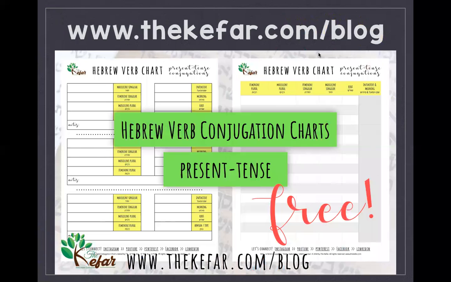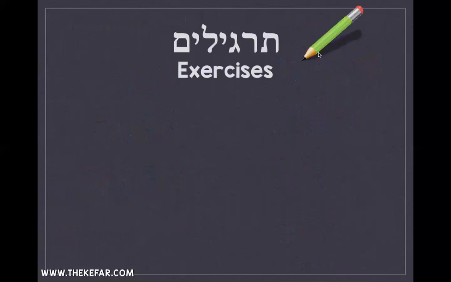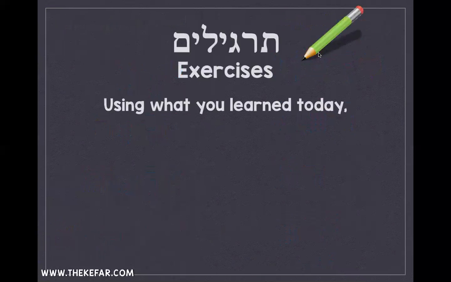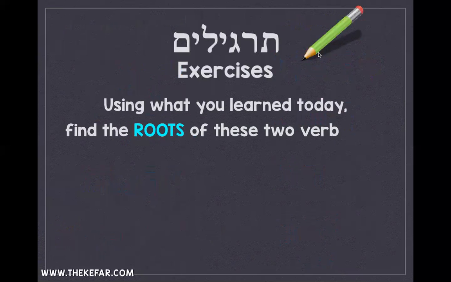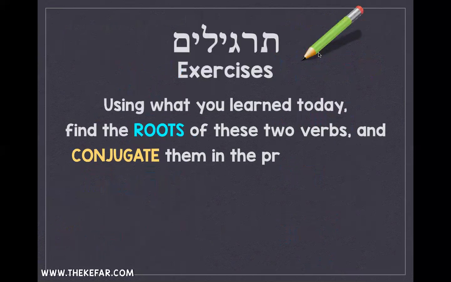Okay, so just a reminder, because I'm going to give you some more of these verbs to conjugate, that there is a free verb conjugation chart that you can download from my blog, so you can use those as well. And so your exercises are, as usual, use what you learned today, find the roots of these two verbs, and conjugate them in the present tense. And so you're going to use Morphix, or if you have another Hebrew translation tool that works really well for you, you can use that. But Morphix is free. There's an app, and it's usually very, very accurate.